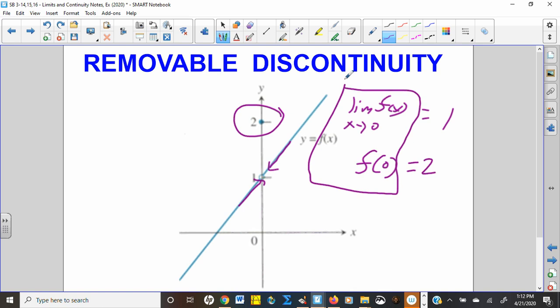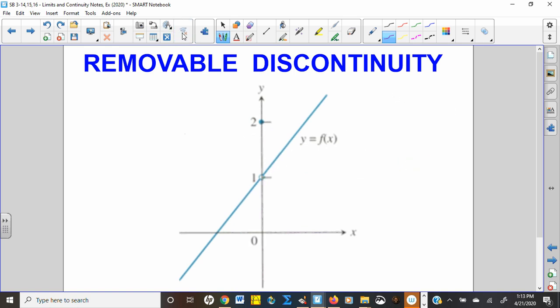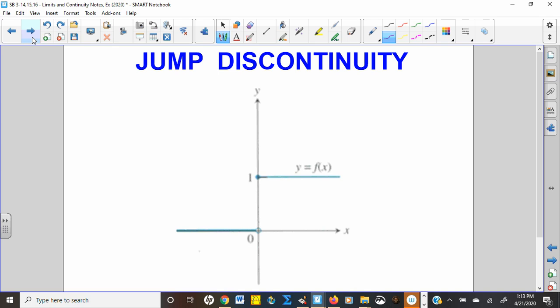And so do you see how these two things right here are not equal to each other? Well, that is the definition of continuity. Those two things have to be equal to each other. But we know that 1 is not equal to 2. So that's definitely not continuity. So the limit does exist, but the continuity does not exist. Okay? Removable discontinuity.